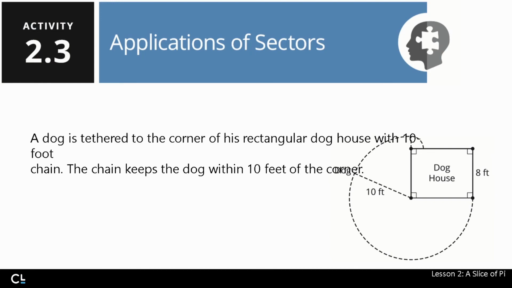So now let's just see an application of this, right? It says a dog is tethered to the corner of his rectangular doghouse with a 10-foot chain. The chain keeps the dog within 10 feet of the corner. I'm sorry that I didn't move the text around here, that is very sloppy. I apologize. I must have missed it.